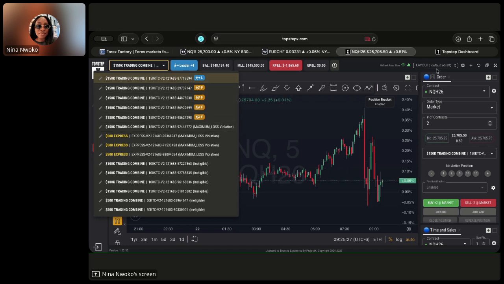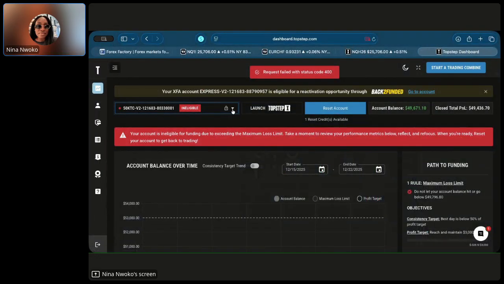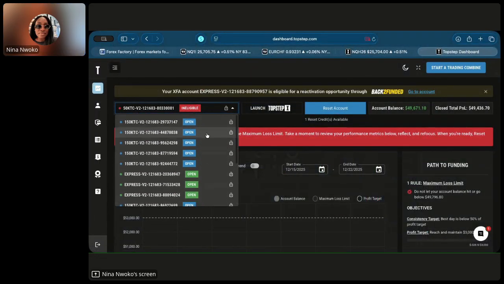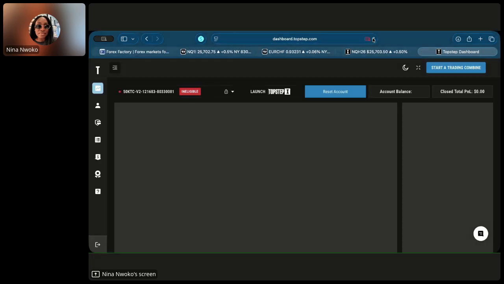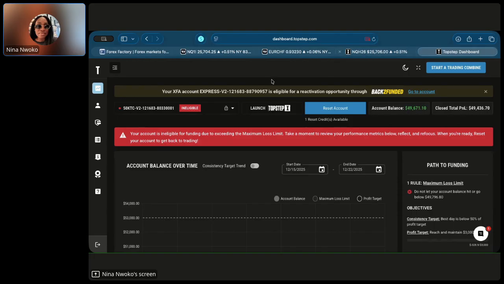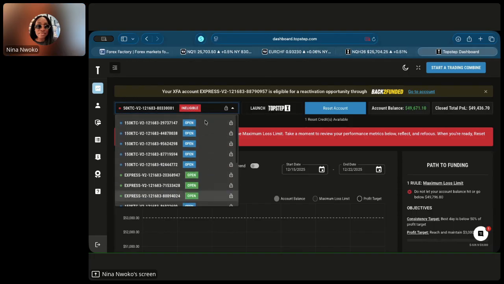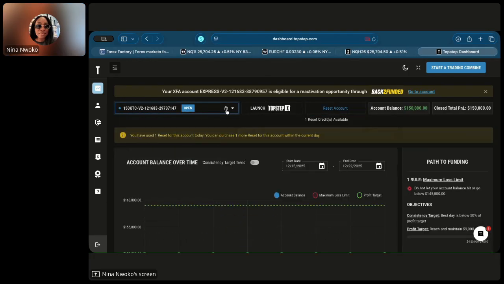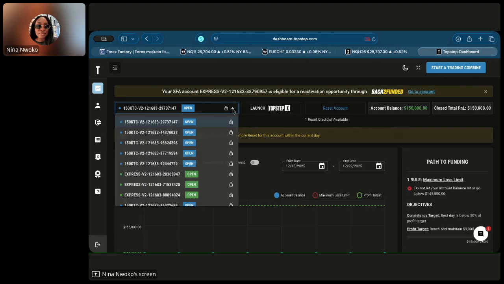The dashboard for TopStep has not updated. It's still showing that I have all of these accounts, which I do not. It takes a little while for it to recalibrate. Yeah, anyways.